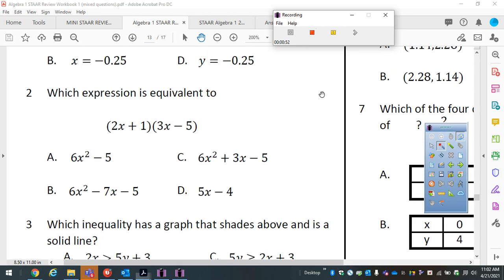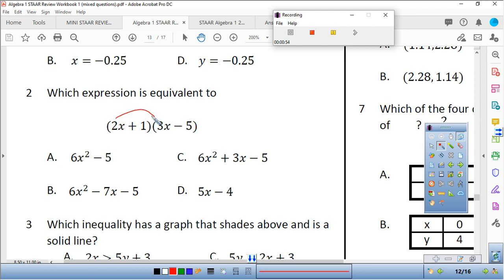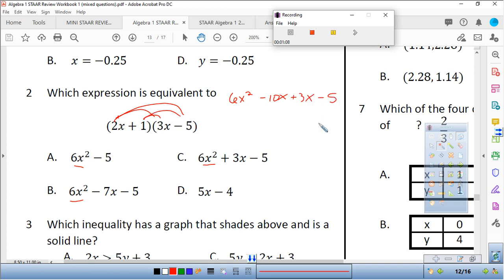Which is the equivalent? On this one, it's pretty easy. Just come out here and distribute. Then we'll go with 6x squared. I'm looking for that already. This times that gives me minus 10x. This times this gives me plus 3x. This times this gives me a negative 5. Putting these together, we'll have 6x squared in the beginning. These two together give me a negative 7x minus 5. And there it is.